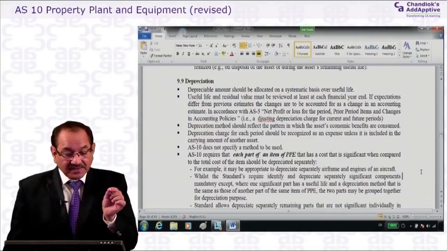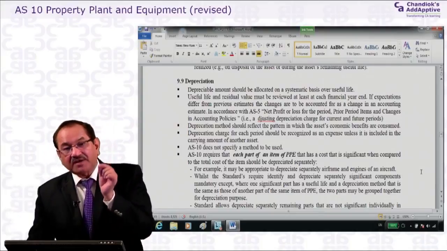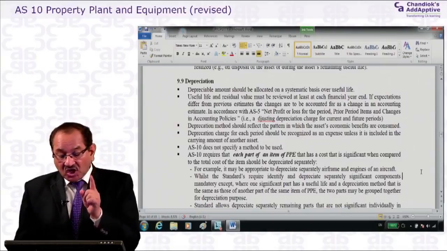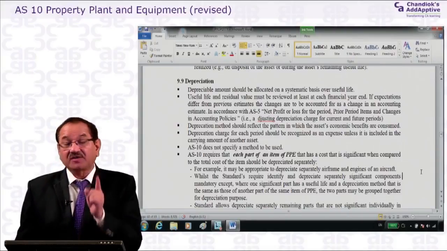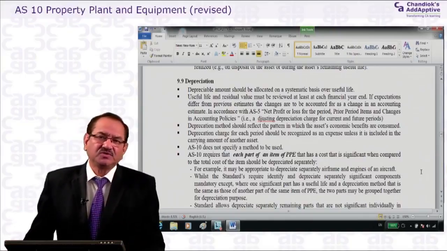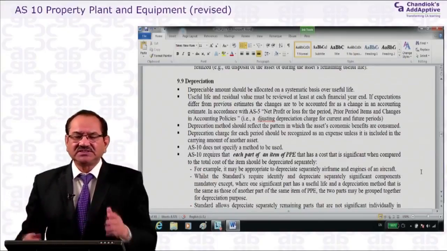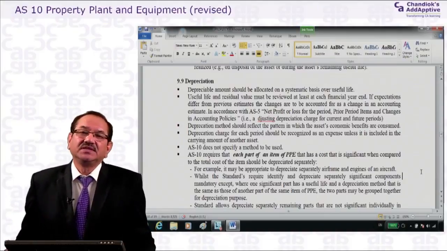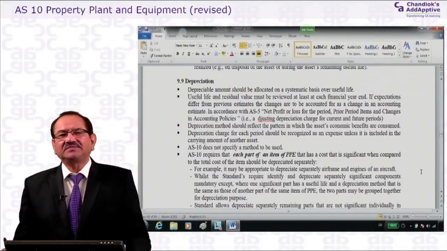It says that AS 10 requires that each part of an item of PPE that has a cost that is significant when compared to the total cost is the basic principle. When you purchase a car, the car has an engine, a total body, seats, tires and so on. These are the components of the car. The engine life is 10 years. The seats, tires and the like have lives of 5 years.